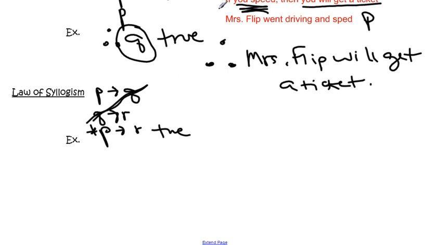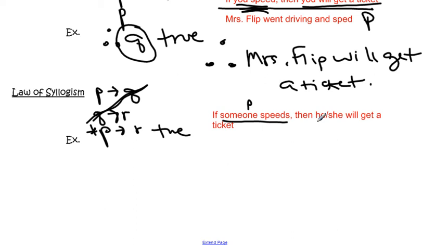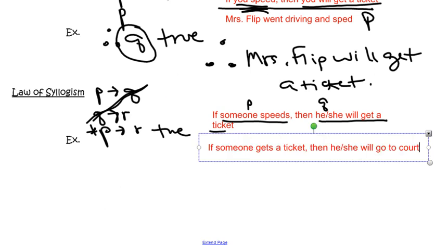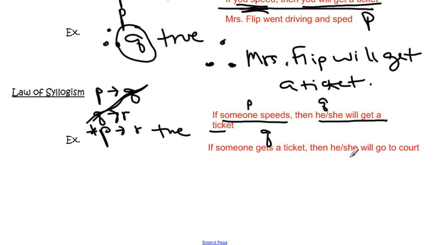So for example, let's go back to speeding and getting a ticket. If someone speeds, then he or she will get a ticket. Someone speeding is my P, he or she getting a ticket is my Q. Okay, let's introduce the Q again and then some new idea, R. So someone's going to get a ticket. That's referring to our Q again. Someone got a ticket, then he or she will go to court. Well, we haven't talked about going to court yet. That's a whole new idea. We call it R. Well, you notice the pattern, P Q, Q R.